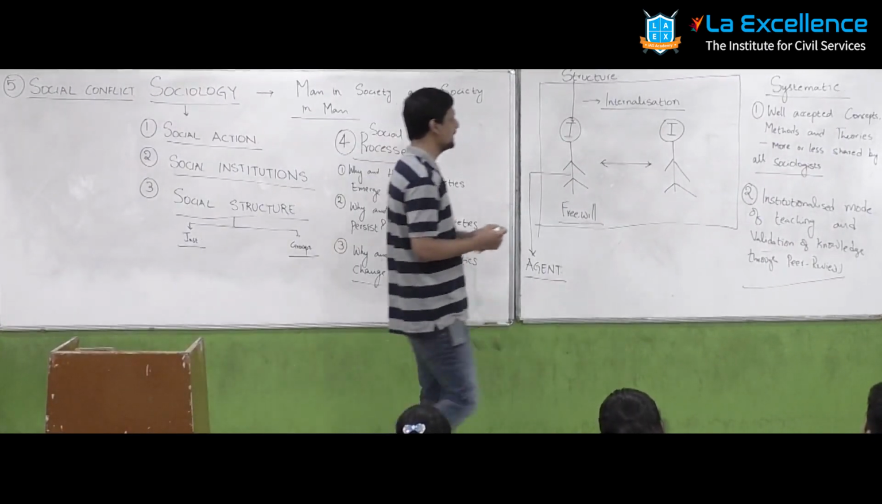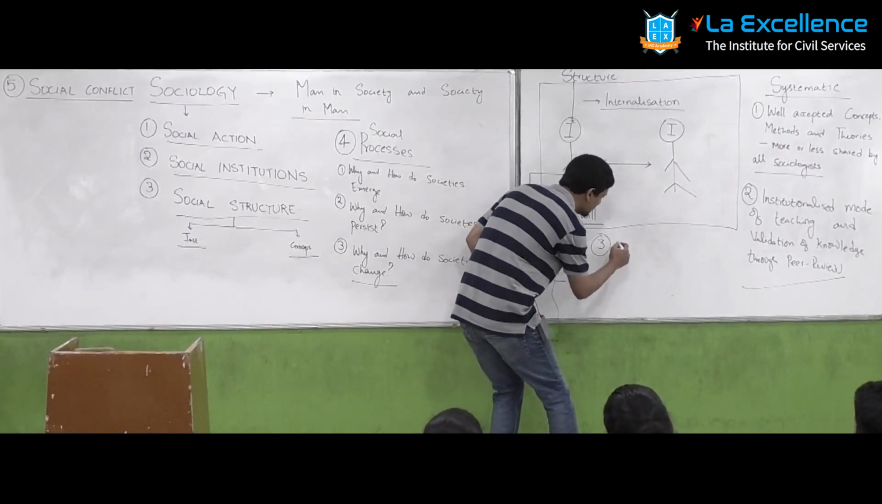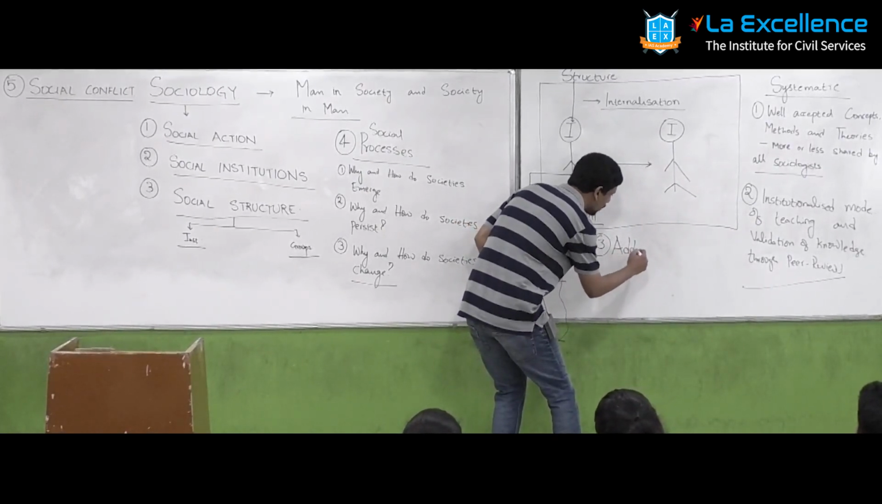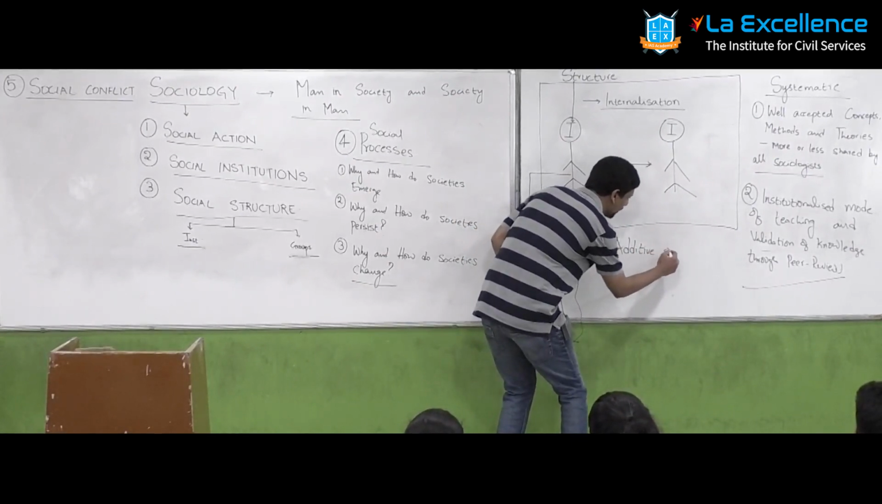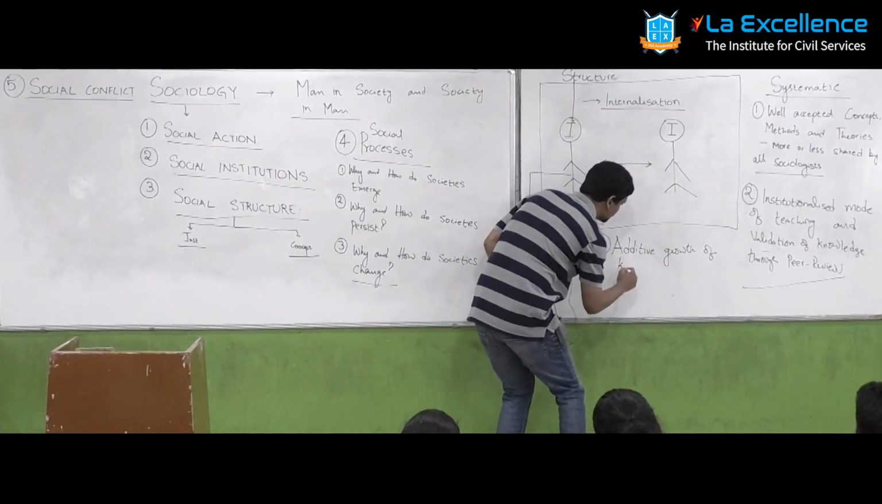Then the third aspect is that we say it is systematic because knowledge grows in an additive fashion. There is an additive growth of knowledge.